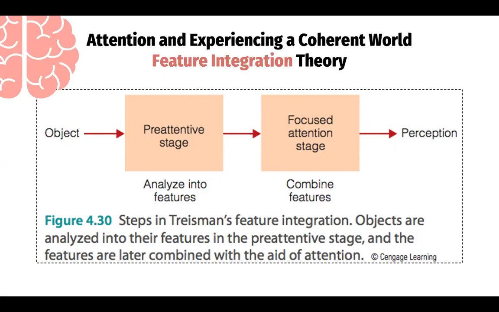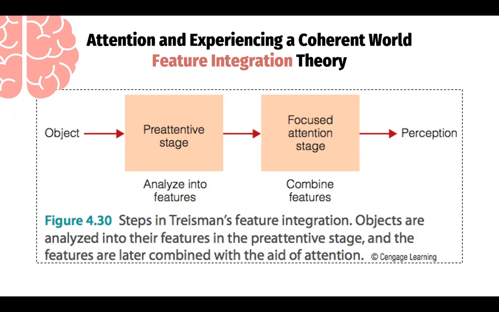So the question of how an object's individual features become bound together, which is called the binding problem, has been addressed by Treisman in her research, called feature integration theory. According to this theory, the first step in object processing is the pre-attentive stage. It occurs before we focus attention on an object, because here attention is not involved.